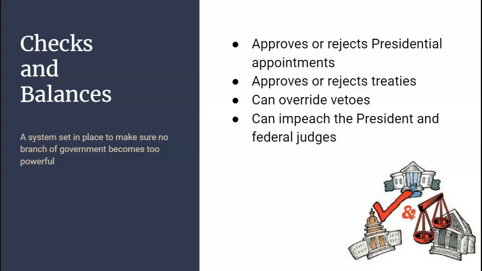And then checks and balances. So this is the system set in place to make sure that no branch of government becomes too powerful. So some of the checks that the legislative branch gets to use is they get to approve or reject presidential appointments. So those are appointments to the cabinet and federal judges. And so the president gets to appoint them, but the president's got to get the okay from the legislative branch in order for those to become official. They also get to approve or reject treaties. They can override vetoes with a 2/3 vote, and they can impeach the president and federal judges.